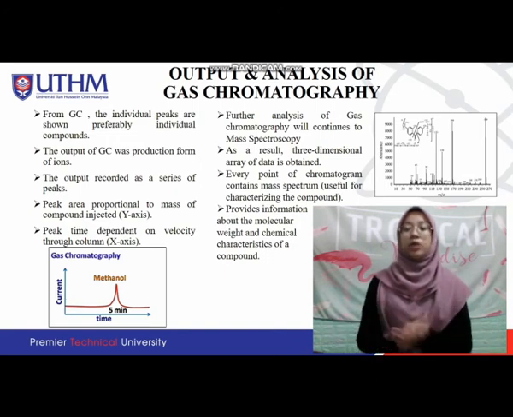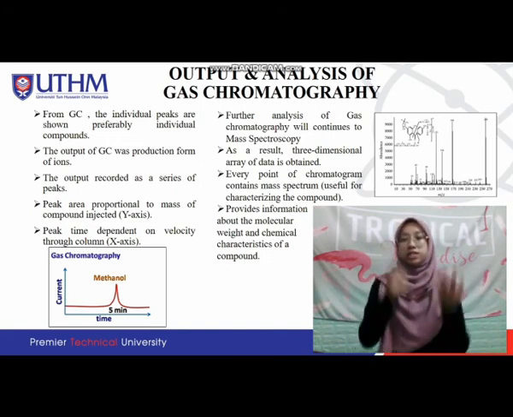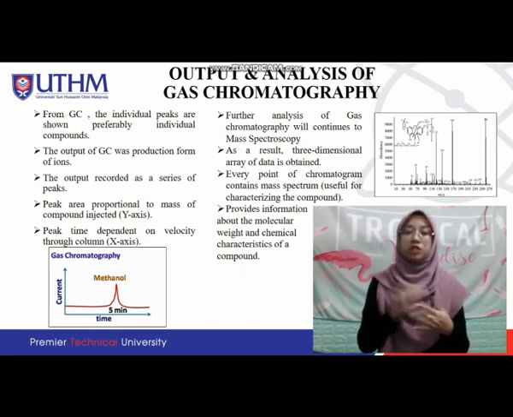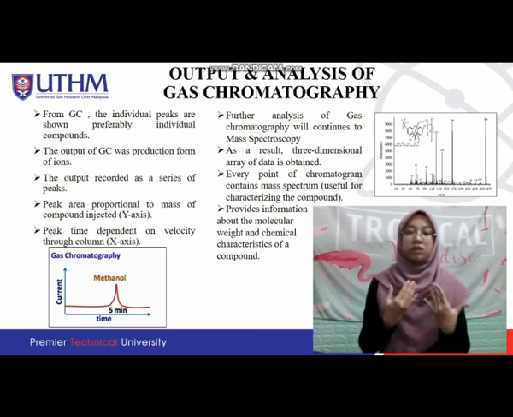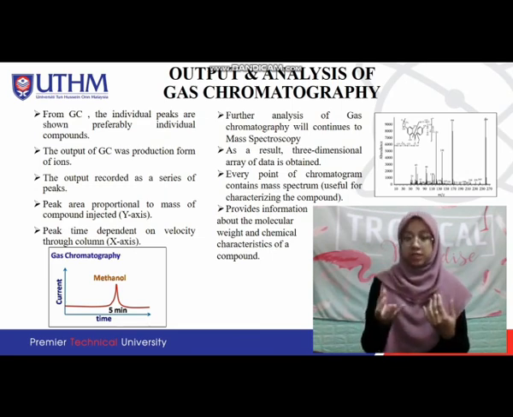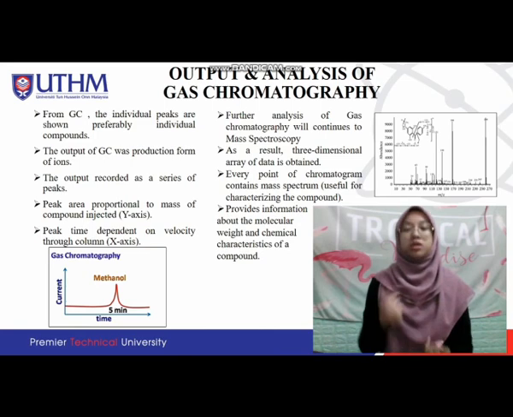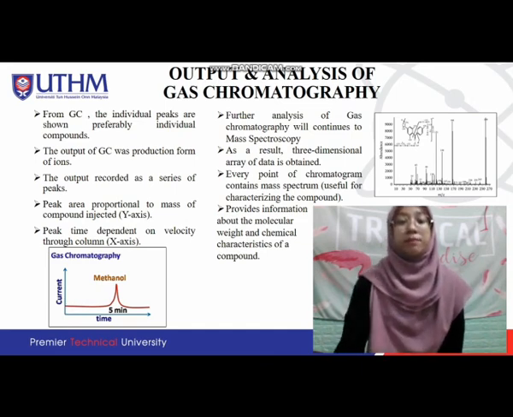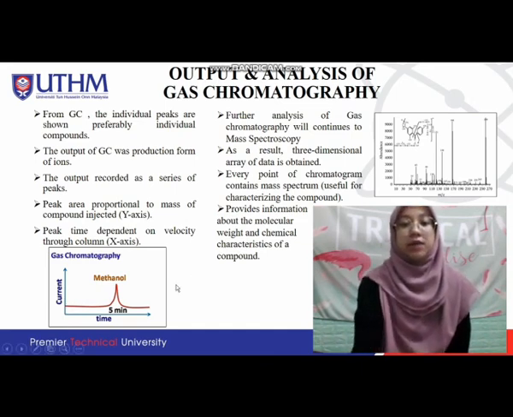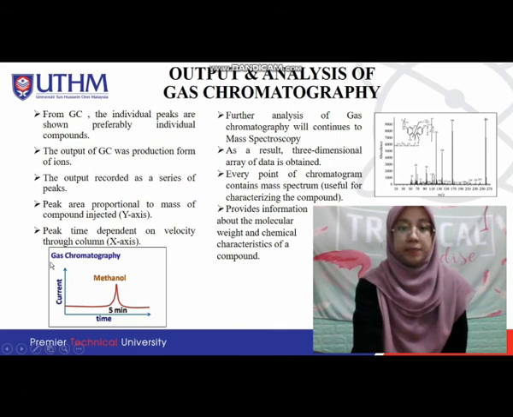Okay, next we go to the output and analysis of gas chromatography. So from this scan, the individual peaks are shown, representing individual compounds. The output of this scan was in ion form. So the output is recorded as a series of peaks. Peak area is proportional to the mass of compound injected, on the y-axis, right here. And then the peak time, dependent on velocity through the column, is the x-axis. So this one.